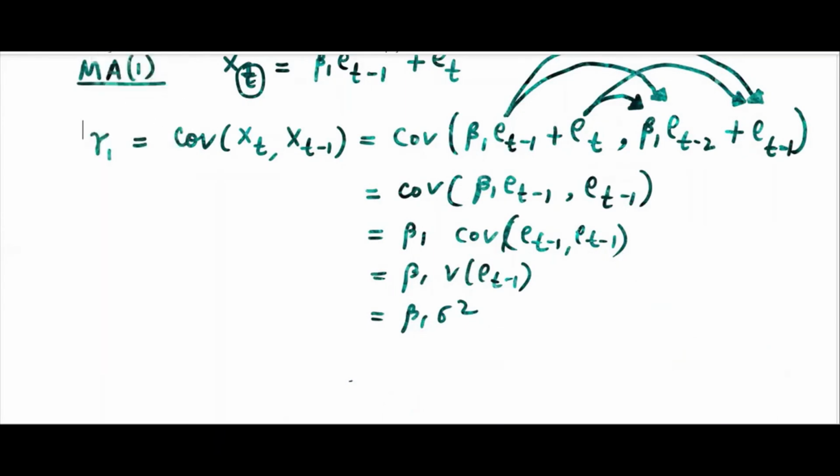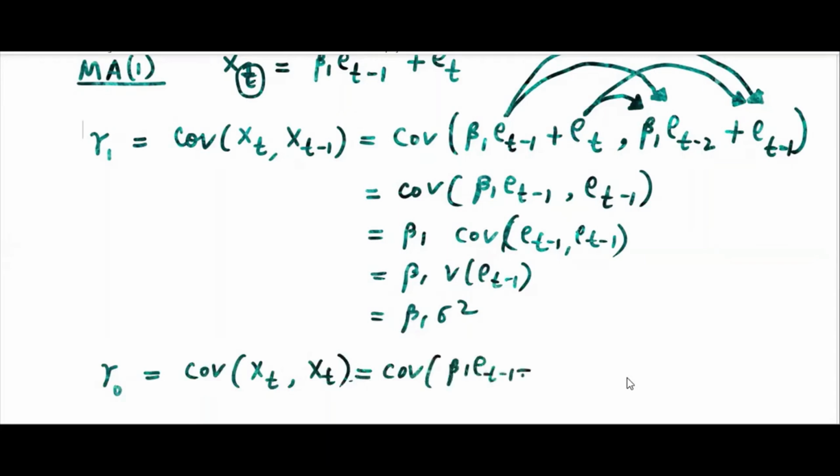Now let me write gamma naught here. That will be the covariance of xt with itself. They are the same. So when they are the same, what will happen? Here I will write the same in both places, et plus beta 1 et minus 1. The cross covariances will disappear because t minus 1 and t, that is 0.